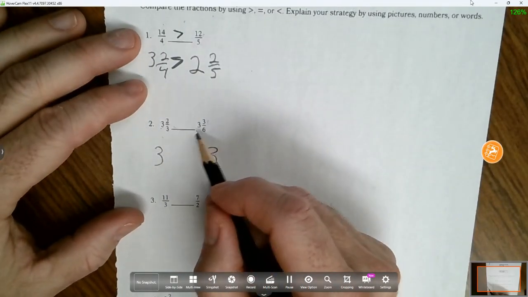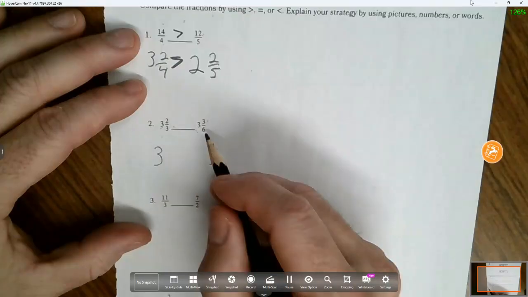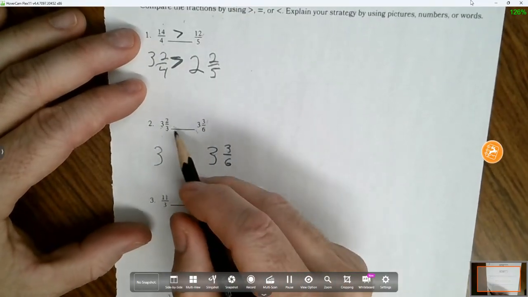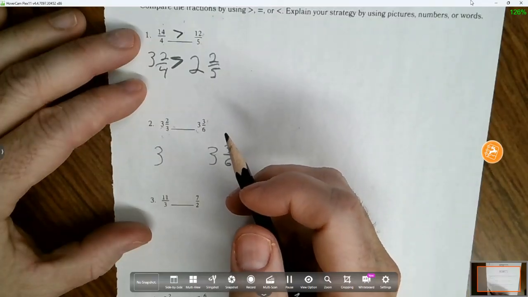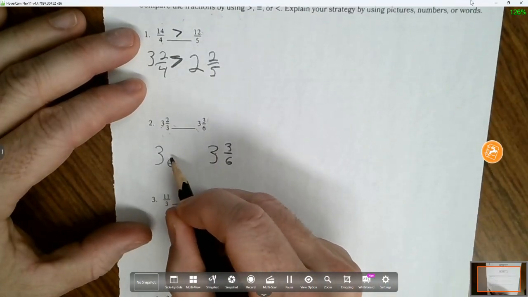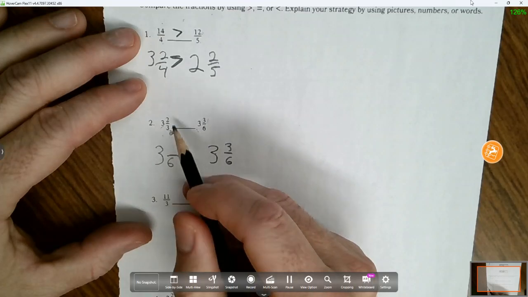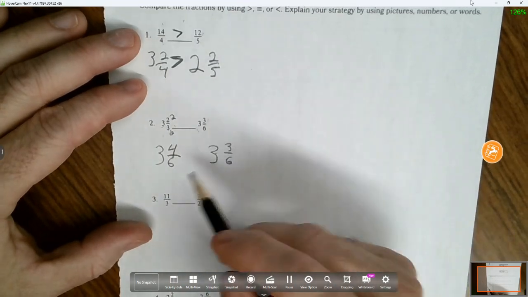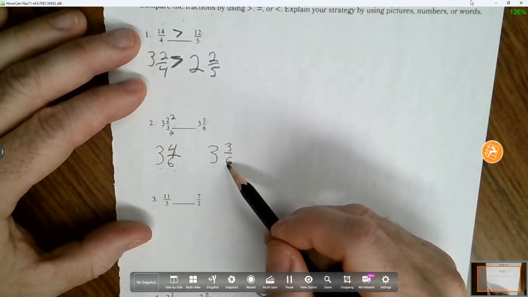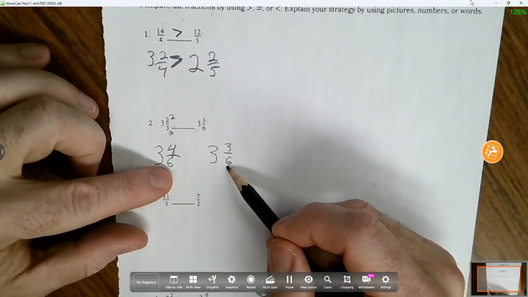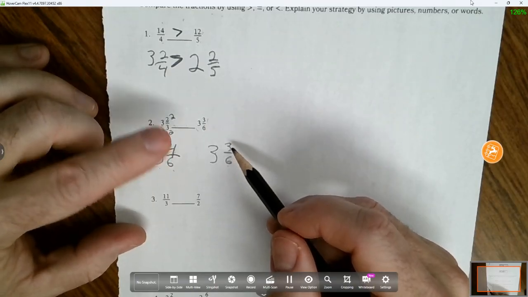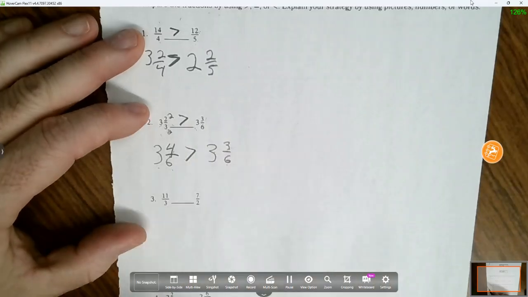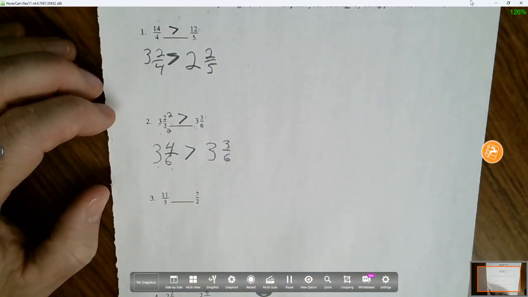Just put them there and move on. So we have 6 and 3. Well, I know I can turn 3 into 6, so I'm going to go ahead and put 3, 6 here. And 3 times what equals 6? 3 times 2. Good. So if we multiply the bottom by 2, we have to multiply the top by 2. So 2 times 2 is 4. So now we have 3 and 4/6, or 3 and 3/6. Remember, the bottom number is the same. So if you want more, you want the bigger number on top, which would be the 4/6. So there's our answer.